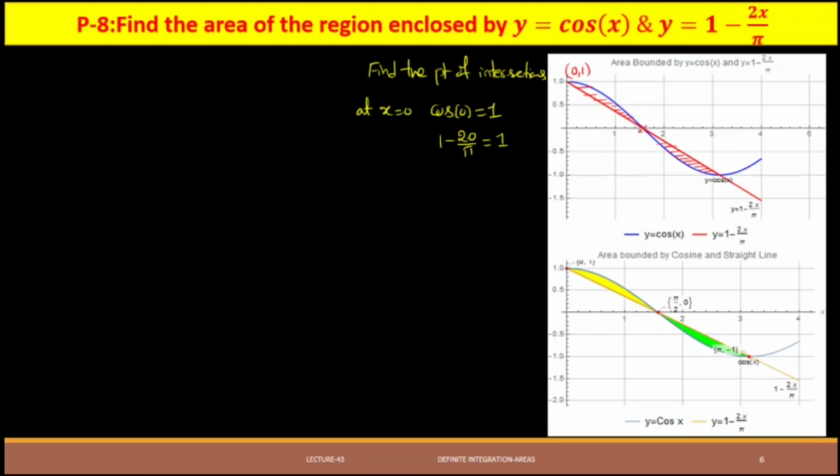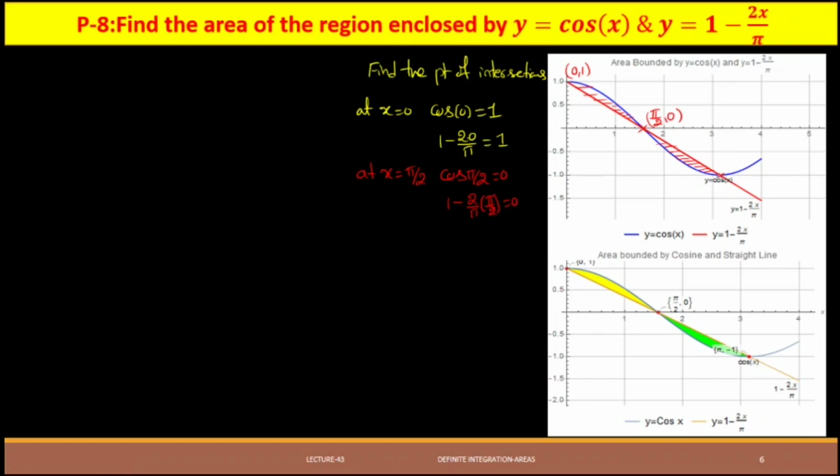Now you can see that the straight line intersects the x-axis, the x-intercept of the straight line, at pi by 2. So at x is equal to pi by 2, cos pi by 2 becomes 0, and the straight line also satisfies that: 1 minus 2 by pi into pi by 2 is also equal to 0. So the next point of intersection is pi by 2 comma 0.